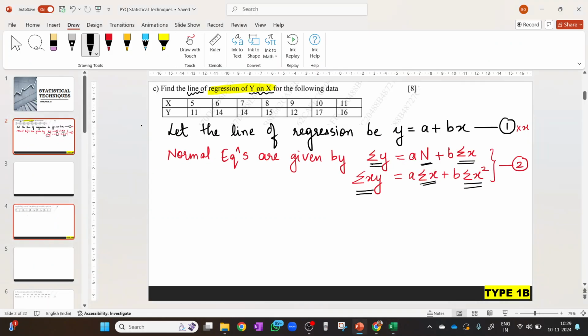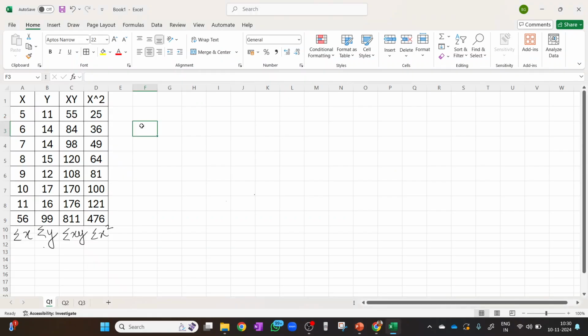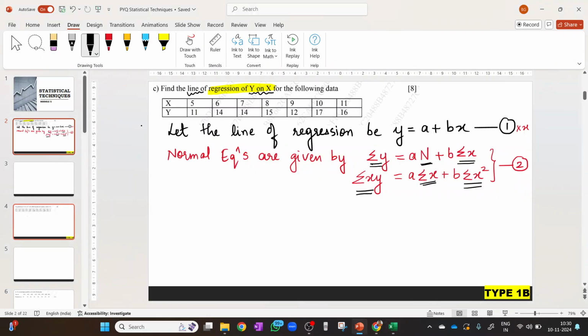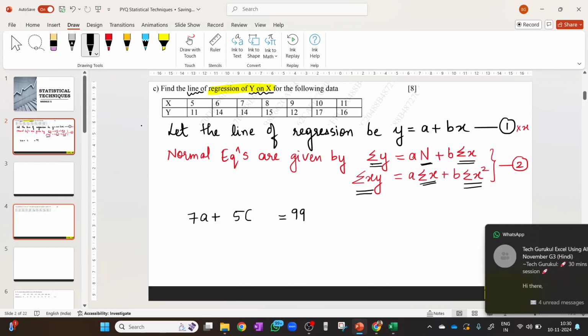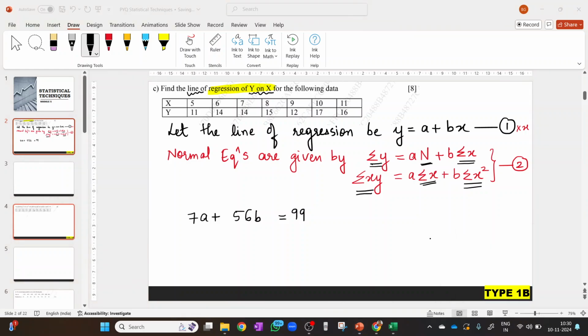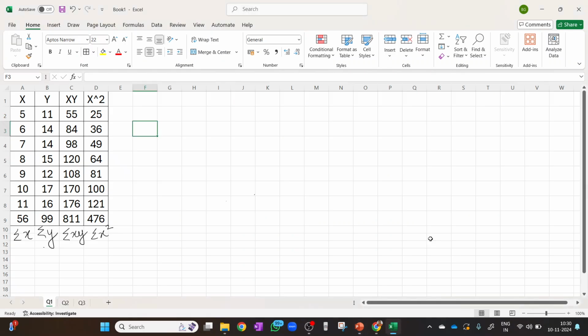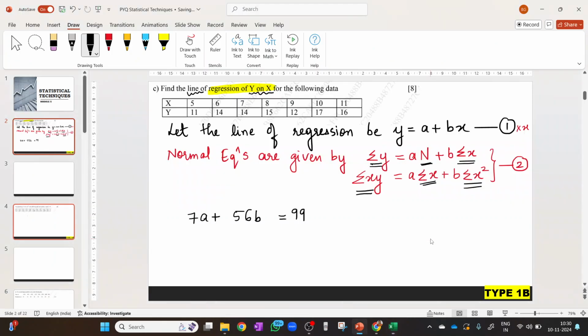So let's substitute. The first value, summation y. Summation y, if I'm not wrong, was 99. Okay. So we have 99. I'm going to write 99 this side. I'm going to write the equation in reverse. A times n. N is 7, right? 1, 2, 3, 4, 5, 6, 7. So 7 times A. B times summation x, which was 56. Okay, I'll just show you the value. Yeah, 56. Then we have summation xy, which turned out to be 811.